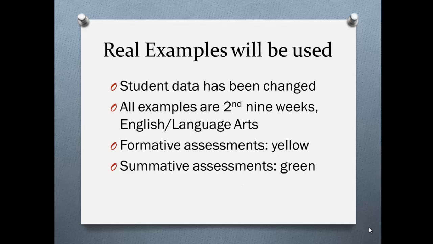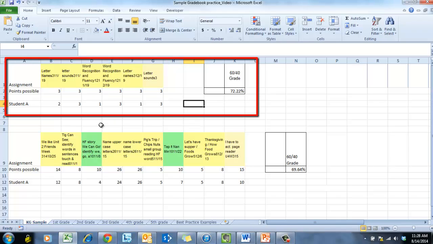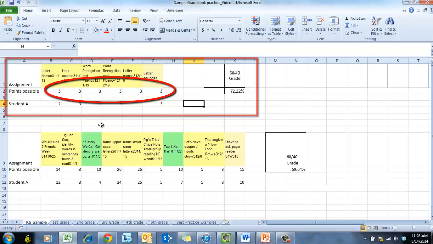Recall that formative is about measuring learning that is in progress, whereas summative is a measure at the end of the learning process. Formative assessments are shaded yellow, and summative assessments are shaded green. The first example contains 2 kindergarten gradebooks. The first gradebook only has 6 assignments for this 9 weeks. Each assignment is worth the same amount, 3 points.